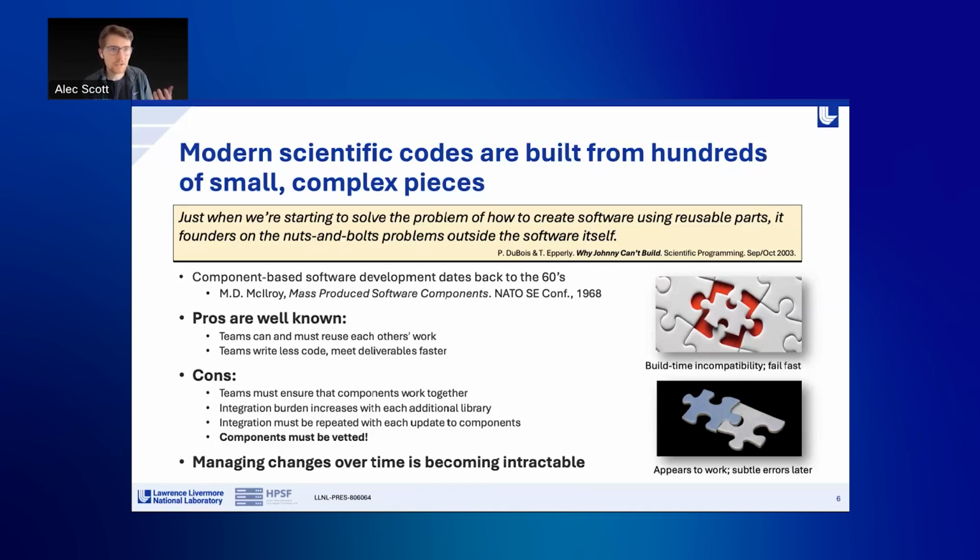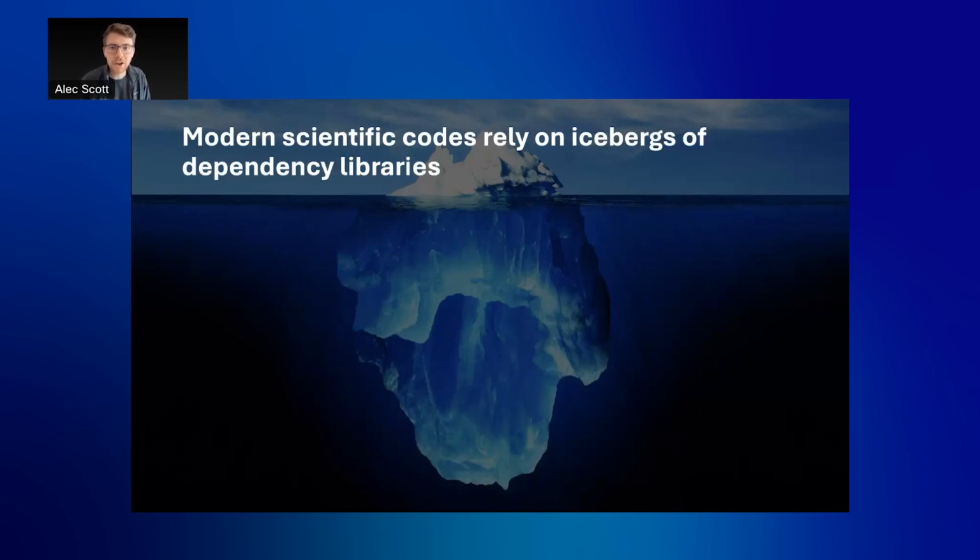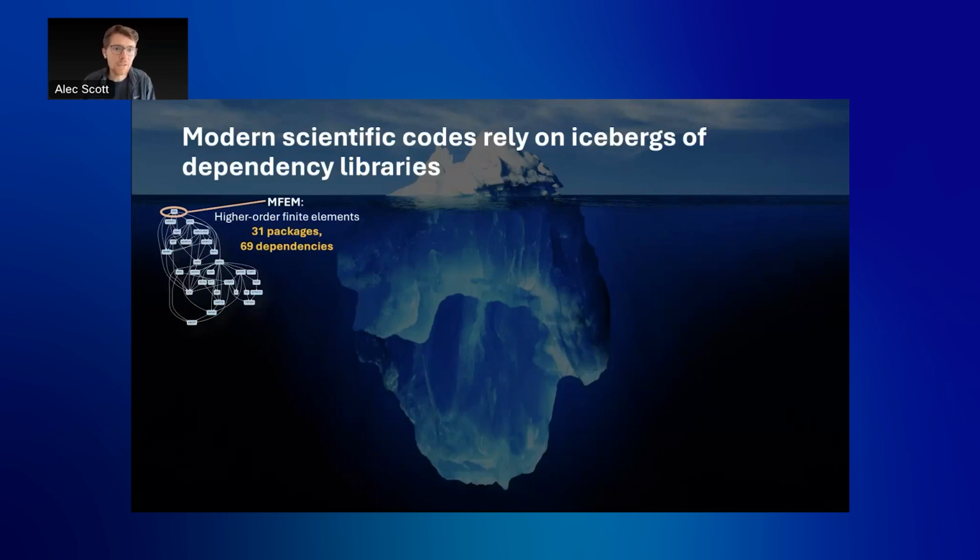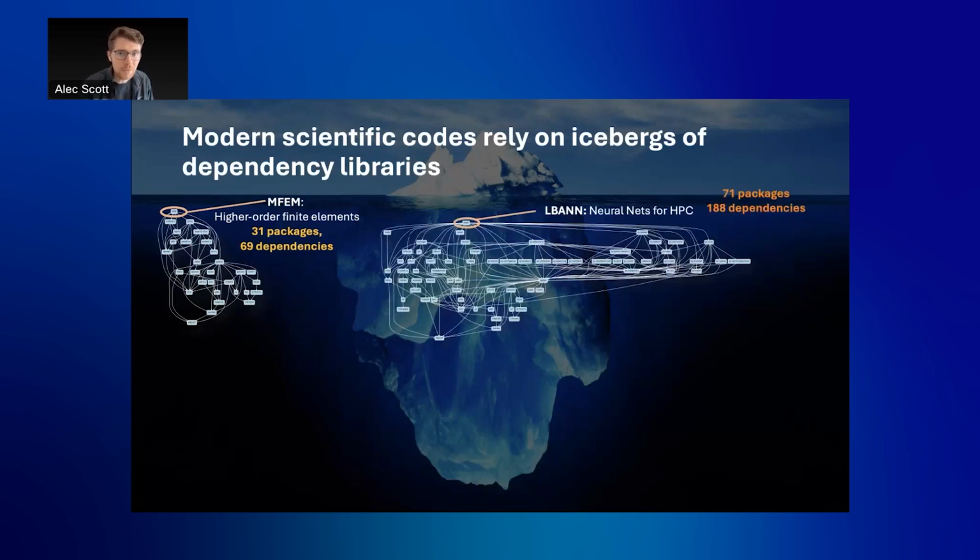It allows for greater cross collaboration across institutions, across different teams, even inside of the same lab, but it causes a bunch of problems. When we're moving at such a high velocity, how do we integrate these ever updating libraries into our codes? And so just to talk about how big some of these simulation codes have gotten, we have MFEM, often used in HPC, right? MFEM depends on 69 things in total. It's 31 different packages in the spec, but let's get even bigger.